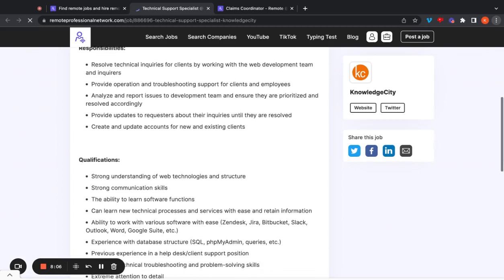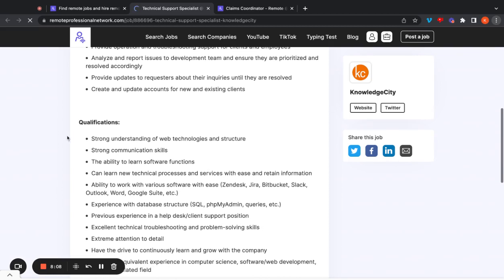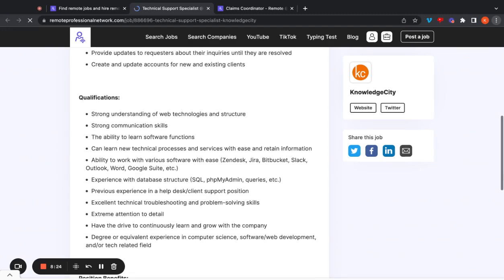Updates on the accounts. Qualifications, they just want you to have a strong understanding of web technologies and structure. Strong communication skills will definitely be a plus. The ability to learn new software functions. They want you to learn new technical processes and services with ease and retain information. They'd also like you to have the ability to work with various software with ease.